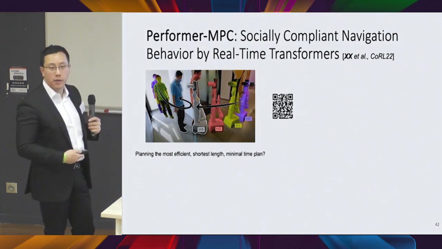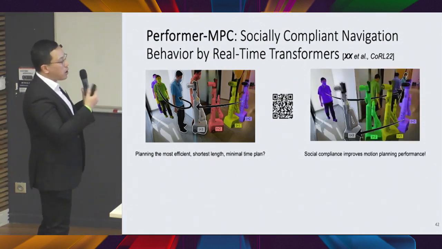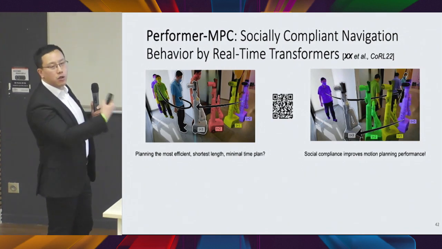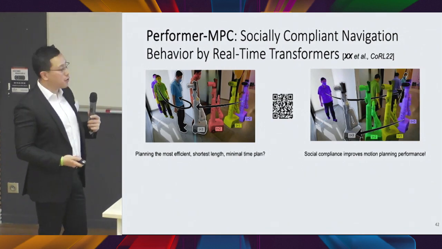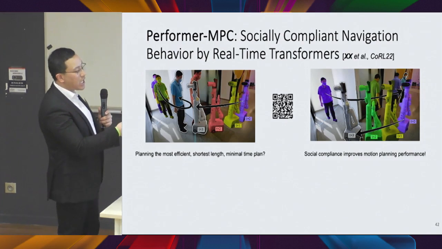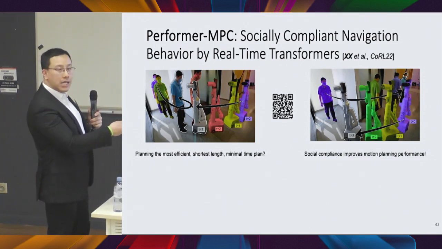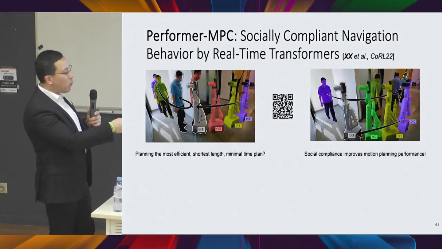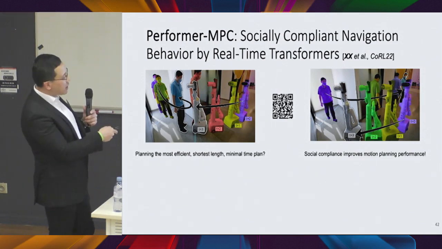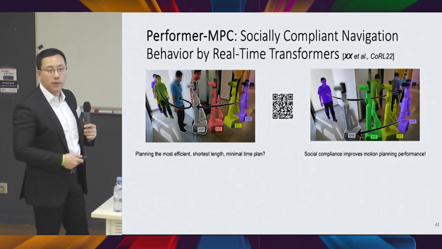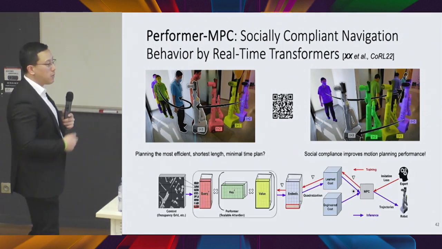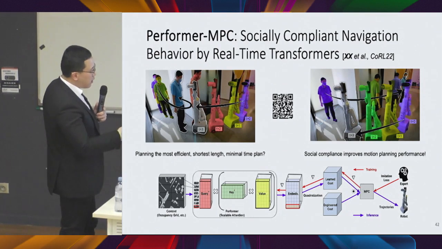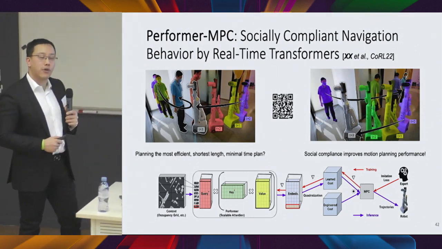What we wanted was to add social compliance into the MPC so that the robot can actually anticipate by going wide, because maybe there's someone at the other end. I don't want to bump into the human, so I can go a little bit wide, compromising my efficiency, shortest path, and also time, right? So this is the social compliance behavior.